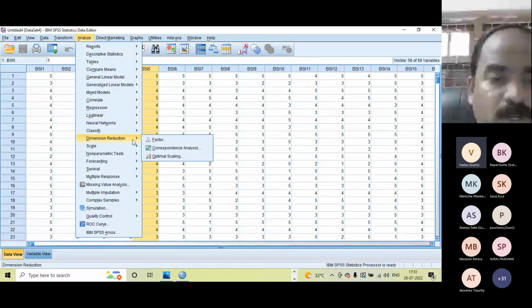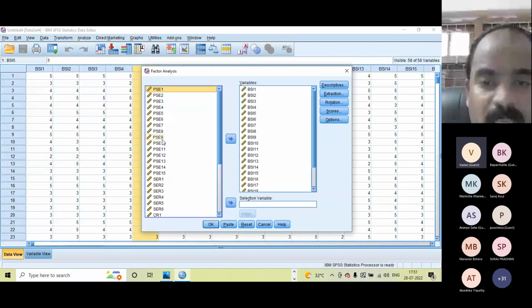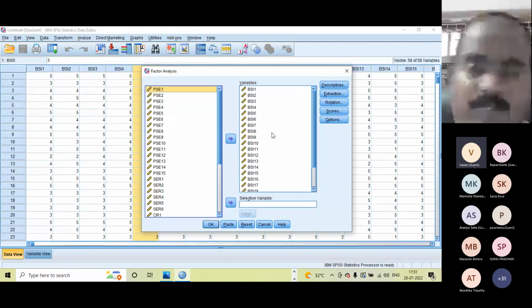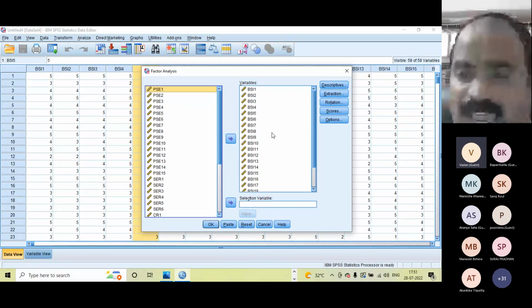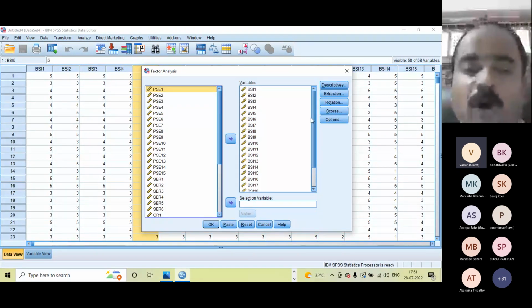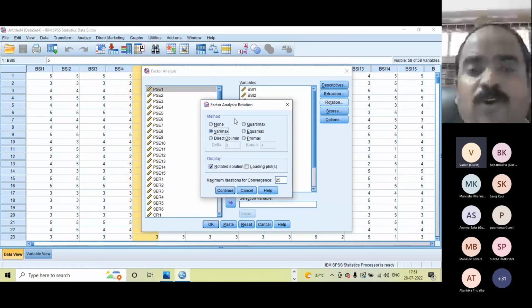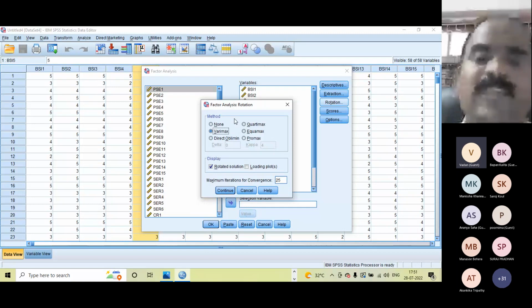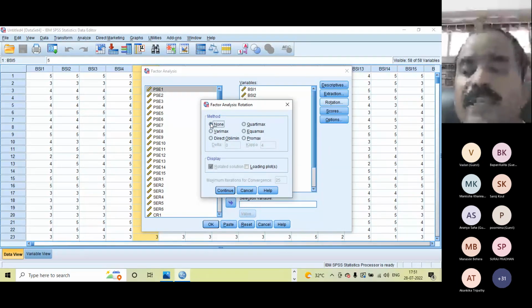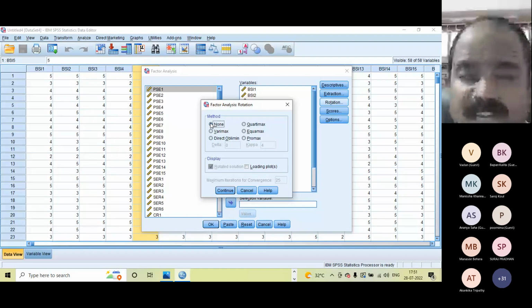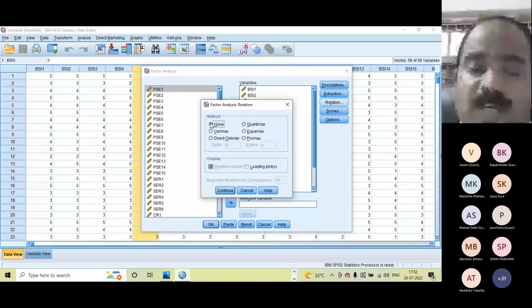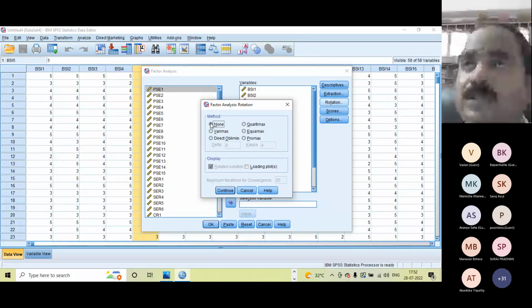Go to dimension reduction, go to factor, click there. You have taken everything. What Professor Herman proposed, how to test the common method biasness: do this, then do not do the rotation. By default the rotation will be none. You leave it there. Do not rotate it. The first assumption, or first testing point, is do not rotate it.